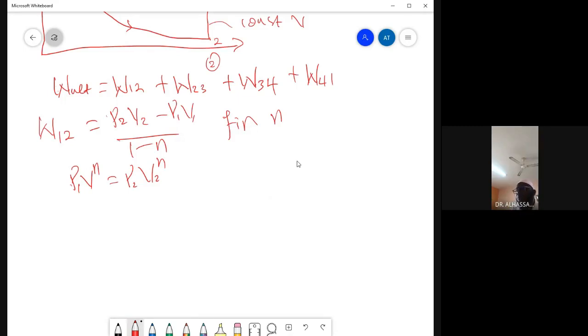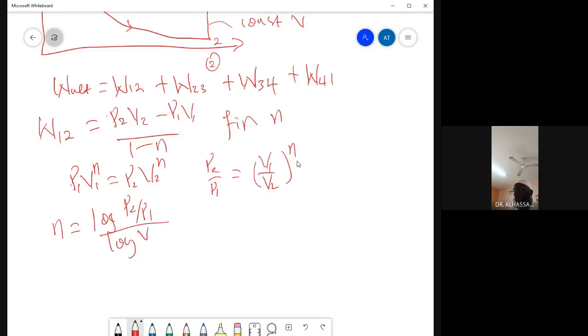Yes, so basically here we will have P2 divided by P1 equals V1 divided by V2 raised to the power N. Then I divide this by P1. So if you take the log on both sides, N equals log of P2 divided by P1, divided by log of V1 divided by V2.